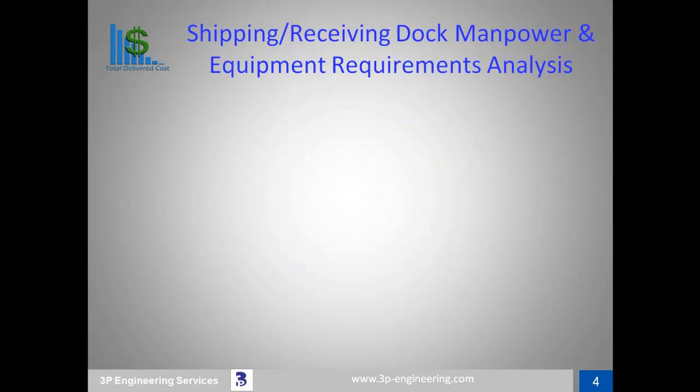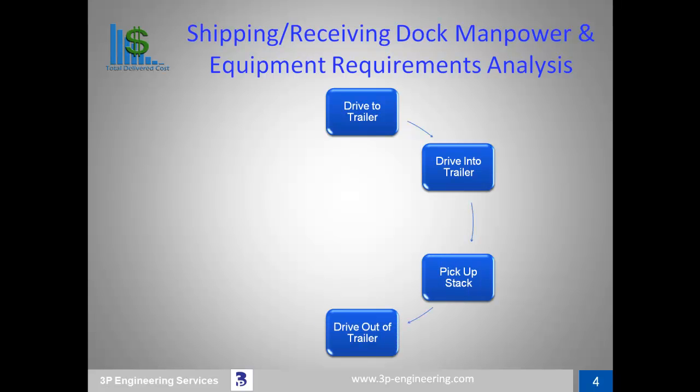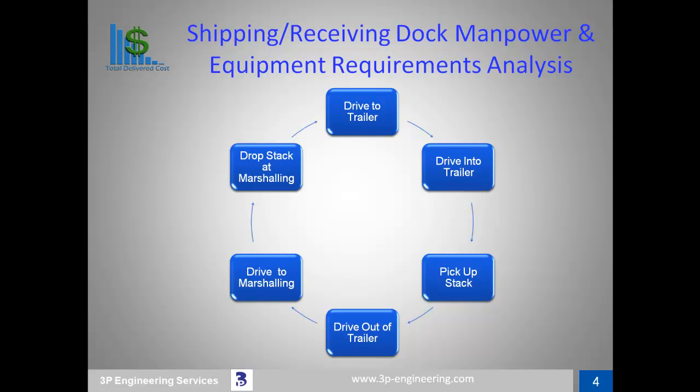Shipping and receiving dock manpower and equipment requirements are determined using the circle of work methodology, breaking down each individual work element. A typical shipping and receiving dock circle of work consists of drive to trailer, drive into trailer, pick up stack, drive out of trailer, drive to marshaling, drop stack at marshaling. The process is then repeated until the trailer is fully unloaded.